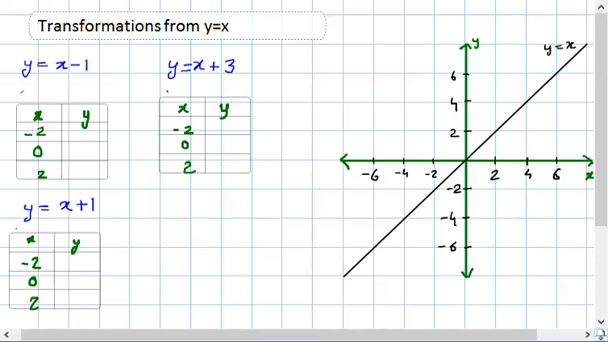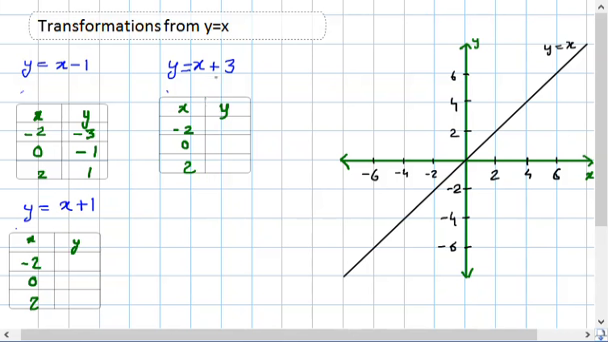In the first equation, y is equal to x minus 1. If x is negative 2, then negative 2 minus 1 gives us negative 3, so the value of y will be negative 3. When x is equal to 0, y will be negative 1. And when x is equal to 2, y will be positive 1. In the second equation, y is equal to x plus 3.